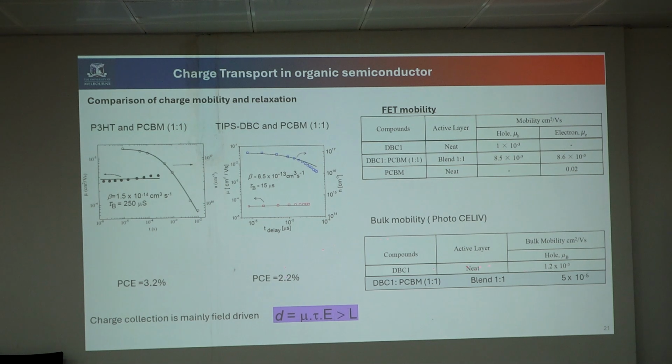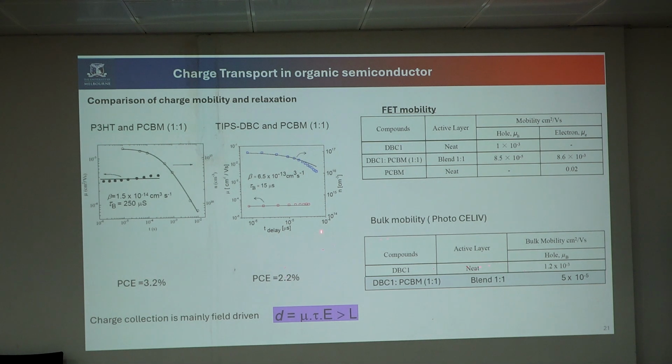Next, here we are comparing this mobility for two different systems. One is TIPS dibenzene triazine, and the other is P3HT:PCBM. In P3HT:PCBM, the mobility is always high, at 10 power minus 3. Here in this system it is 10 power minus 4. That's why we get lower performance, because of low mobility.